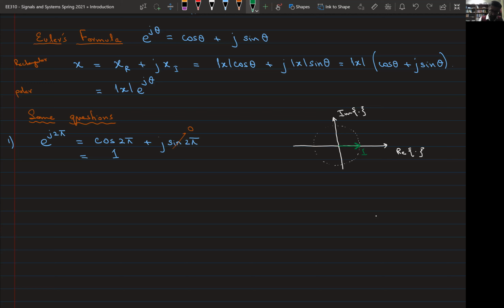Now, let me ask you another question here, just extending on our discussions. What is e raised to power j pi? What do you think that is equal to? We can do it two ways once again. Let's go by Euler's expansion. If I use Euler's identity, this is cosine pi plus j times sine pi. And what is this equal to? -1. This is equal to -1. Why? Because cosine pi is -1, and of course, sine pi, we know that's equal to 0, right?